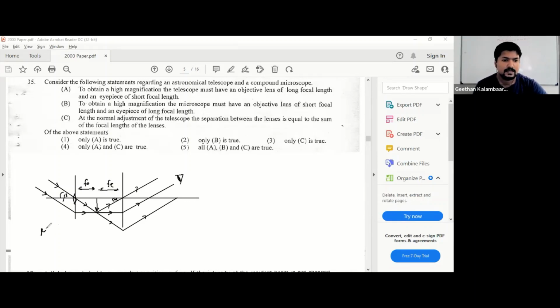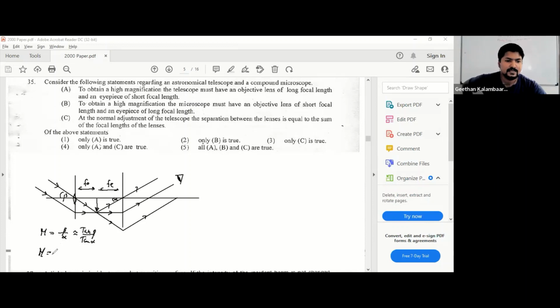So you can write M is equal to tan beta over tan alpha. In the exam you have to write it in words. You have to say it's beta over alpha, the angle subtended by the optical instrument at the eye divided by the angle subtended by the object at the naked eye. After writing that, you can write this. Otherwise, you don't get marks in the exam.